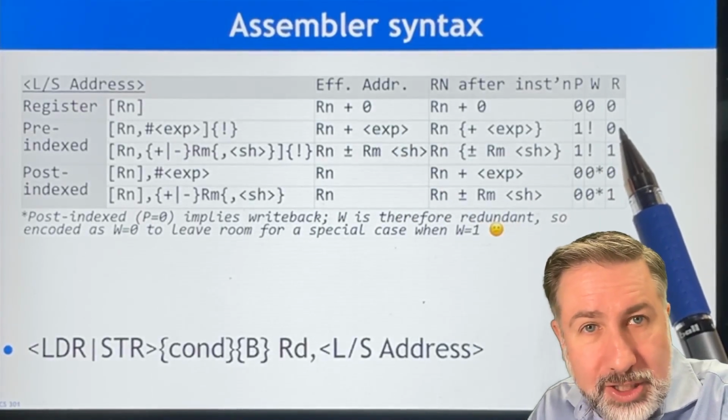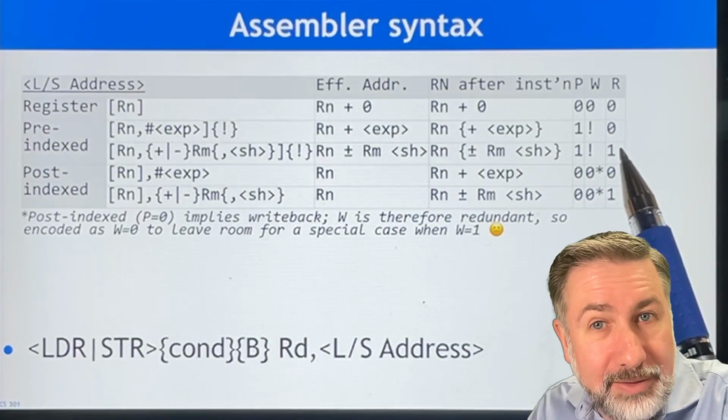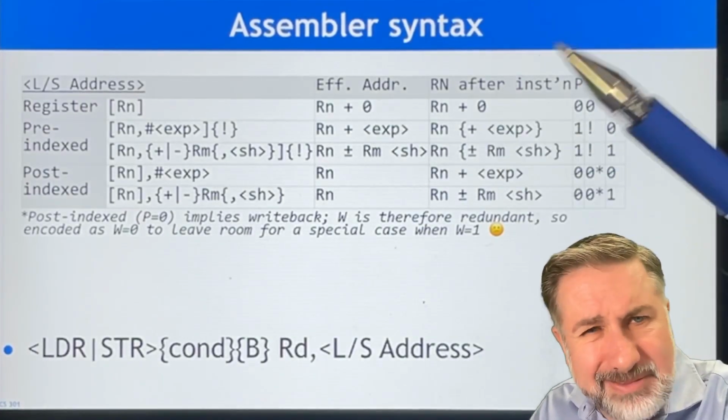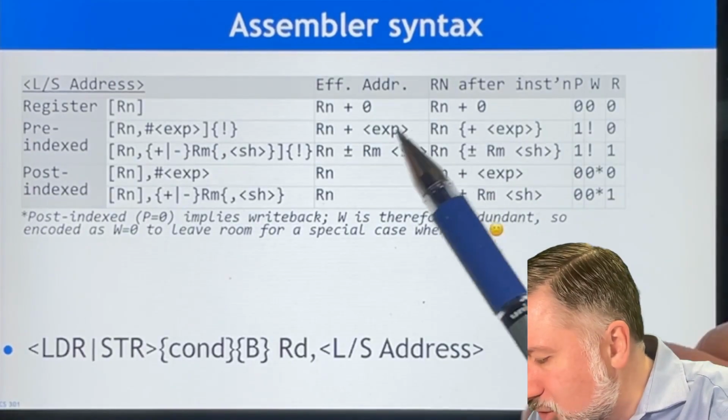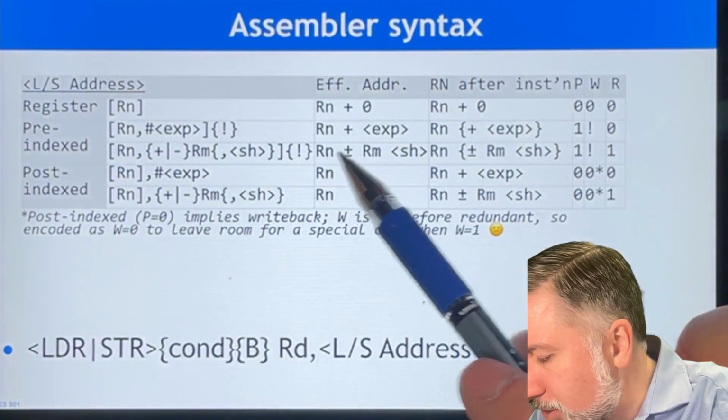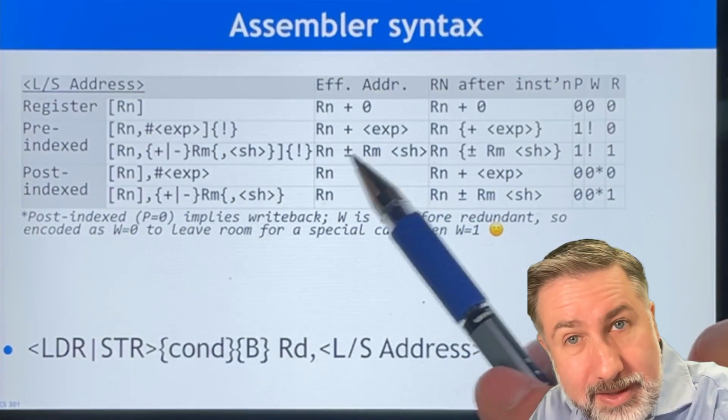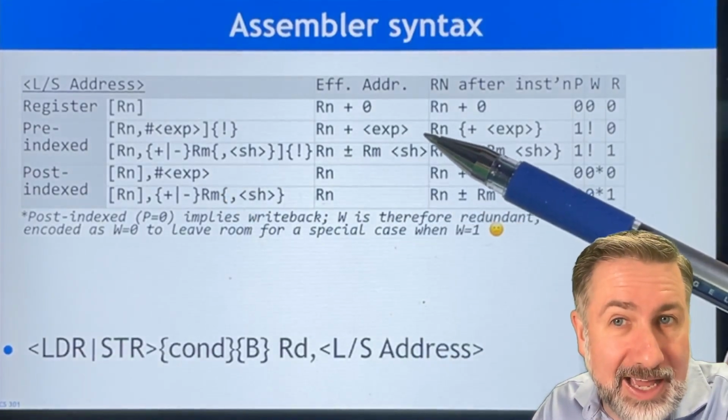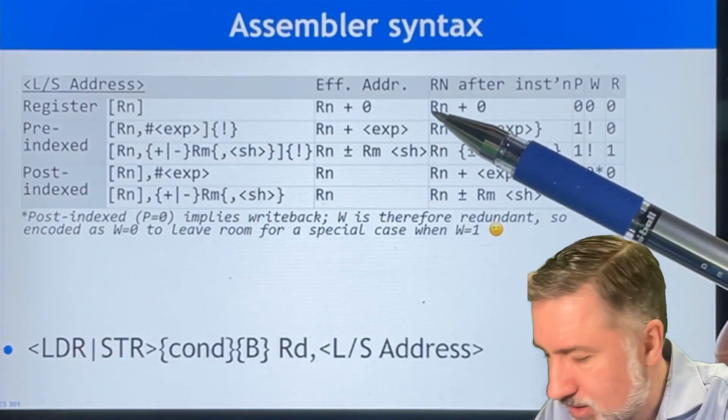R0 means we're using the immediate value. R1 means we're using the register value. So I guess it makes sense. So R1 means we're using the pointer plus some register, right? And we are updating that before we use it, okay?